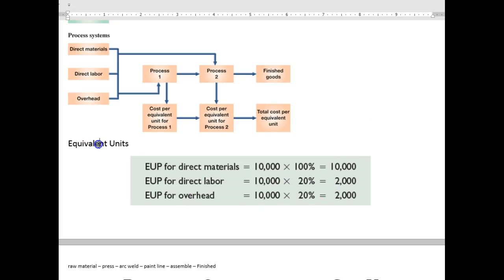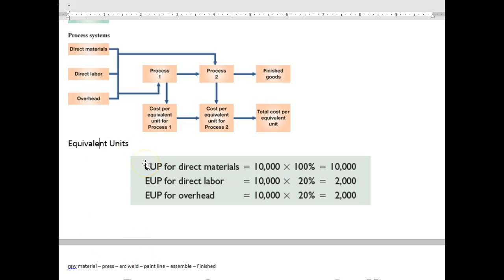And that's where this equivalent unit comes into play. A lot of times, as you're passing through these departments, everything doesn't get completely done at the end of the period, or whenever the books are closed. So for that, you have what we call equivalent units.